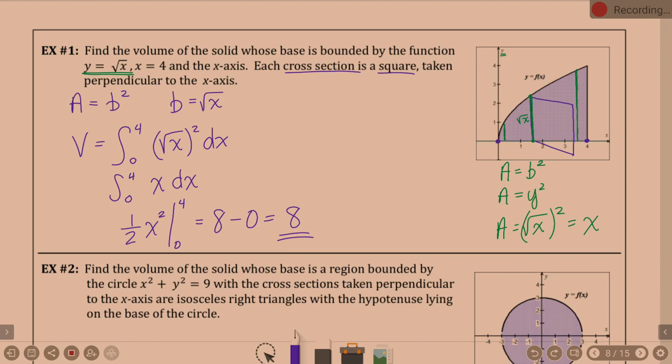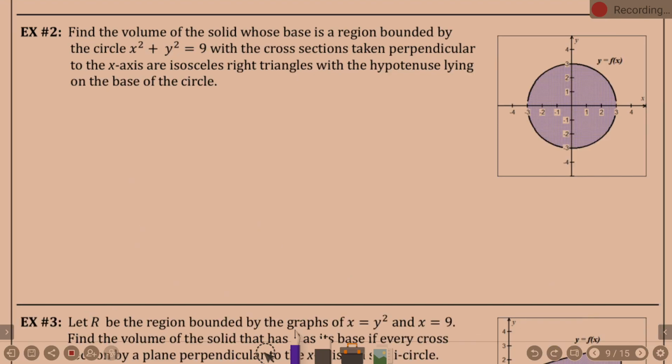Okay, let's look at number 2. Find the volume of the solid whose region is bounded by the circle x squared plus y squared equals 9 with the cross sections taken perpendicular to the x-axis that are isosceles right triangles with the hypotenuse line on the base of the circle.